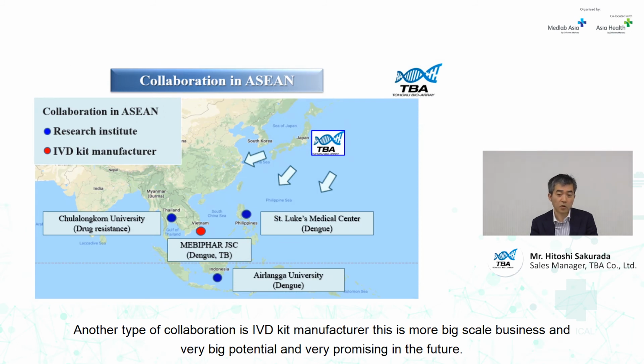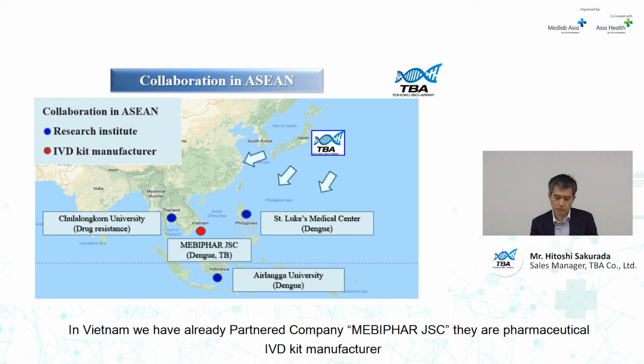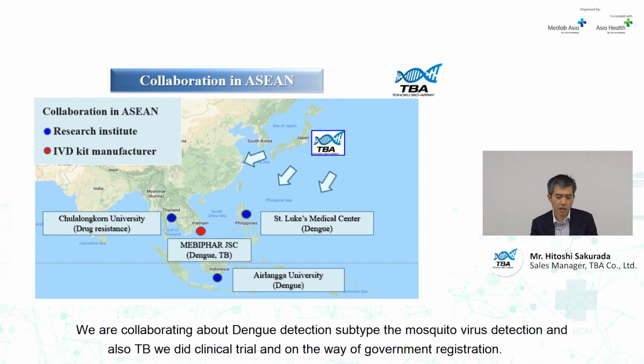And another type of collaboration is with IVD kit manufacturers. This is a bigger scale business with very big potential and very promising for the future. In Vietnam, we already have a partner company, Medlab JSC. They are a pharmaceutical and IVD kit manufacturer. We are collaborating on dengue detection, subtype and mosquito virus detection, and also TB. We did a clinical trial and are on the way to government registration.